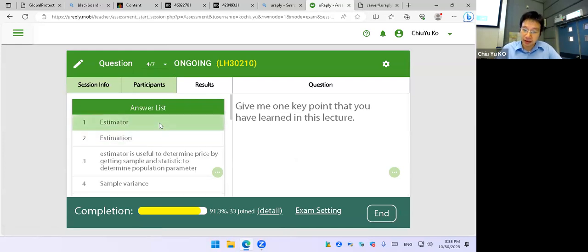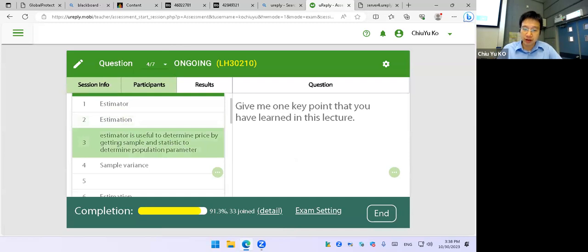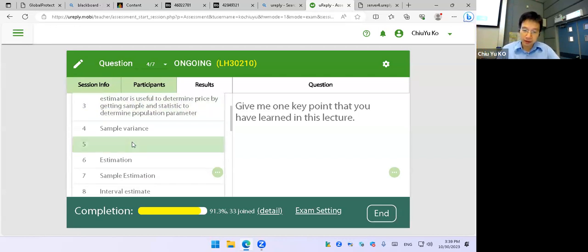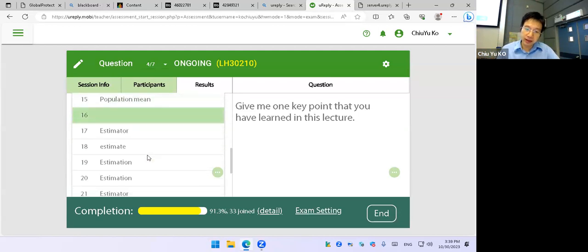The key point, yes, the estimator. Estimator is useful to determine parameters by getting samples. Yeah. Estimator, right? A statistic is a function of the sample, okay? And if we use it to estimate a parameter, we call it an estimator. Okay? A statistic is simply, I give a random sample, okay? Any function of the random sample is called a statistic. And if we use it to do estimation, it's called an estimator. And yeah, point estimate, that's good.